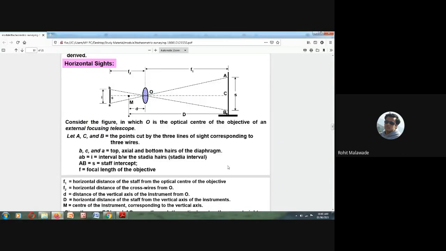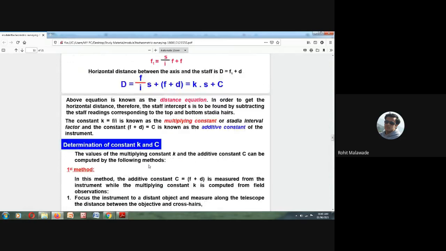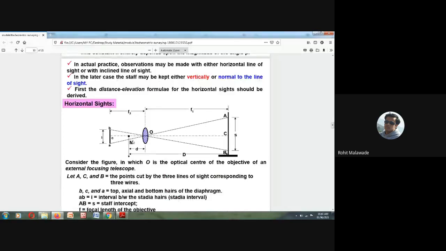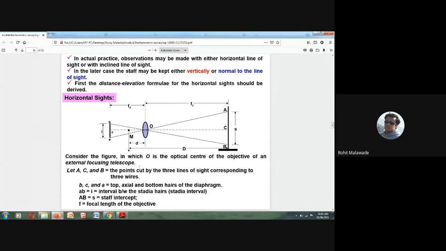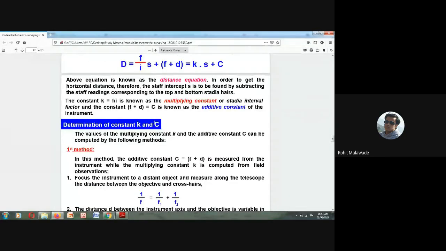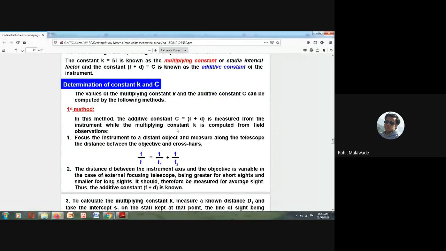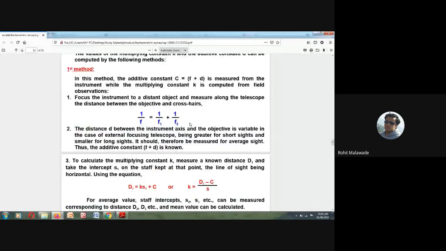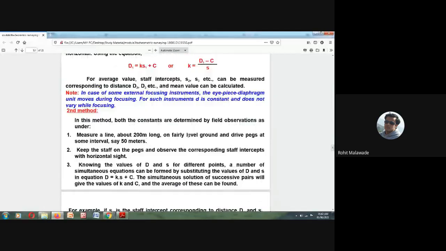If you want to measure it, we will be using D = Ks + C, and we will be using C = f + d. C is the additive constant, f is the focal distance, plus small d, which is the distance from your objective lens to the trunnion axis. This formula we are going to use for the additive constant.